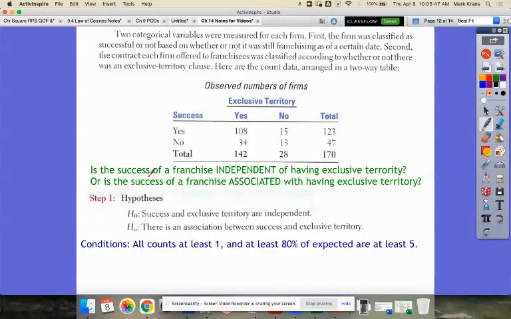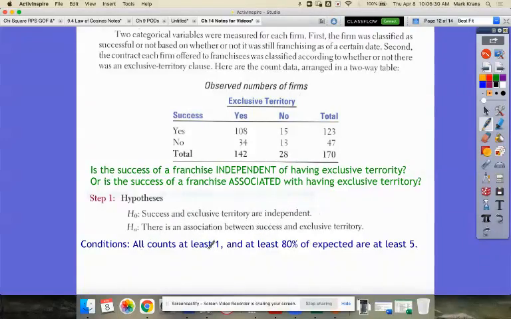So is the success of a franchise, one variable, independent of the other variable? That's how I want to word my null hypothesis. My alternative is that the success of a franchise is associated with having an exclusive territory. If they're independent, then the percentage of franchises that are successful should be the same regardless of whether or not they have this clause. If there's an association, then the percents will be different depending on whether or not they have the exclusive clause. So the null: success and exclusive territory are independent. The alternative: there is an association between success and exclusive territory.